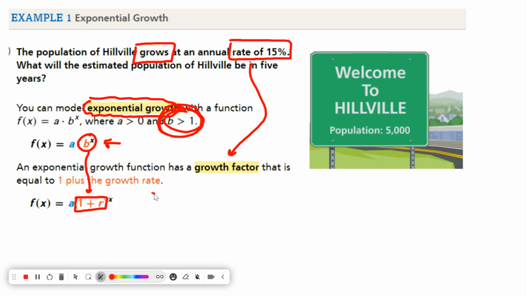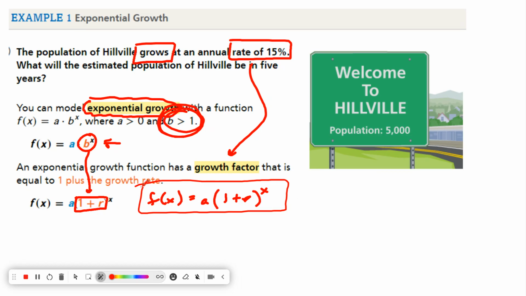All right, so I'm going to write it over here since I put a box. So f of x equals a, your initial amount, times 1 plus r, that's an r, to the x. Very important formula here that we need to try to remember.